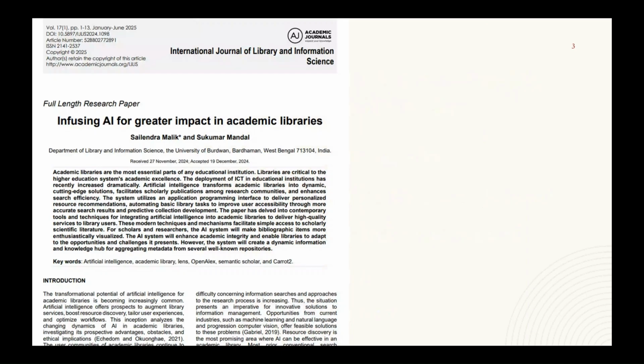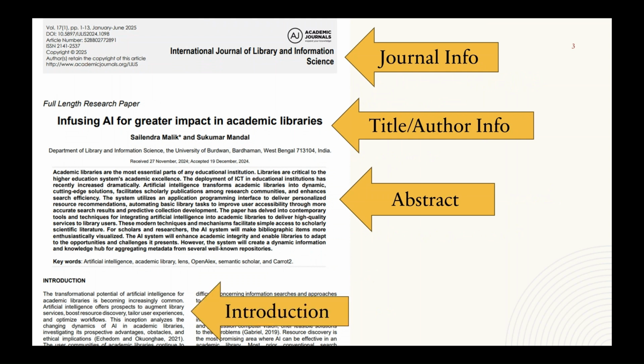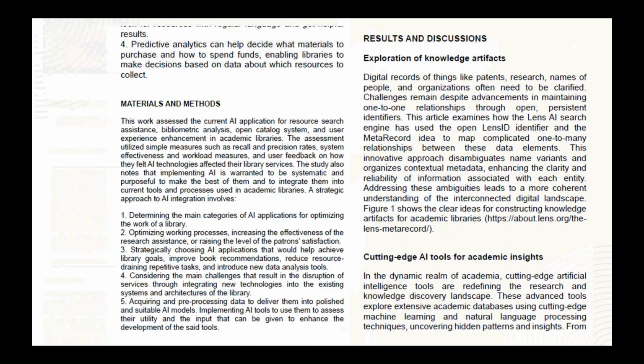Here's an example. Articles can vary, but typically they will include information about the journal, the article title and author information, an abstract that gives a summary of the article, an introduction which gives background information and presents the main research questions. Further along in the paper is the method section, which explains how the research was conducted.